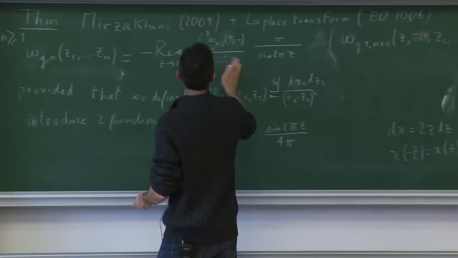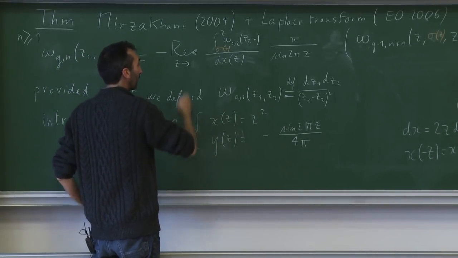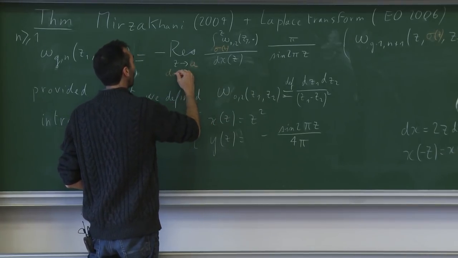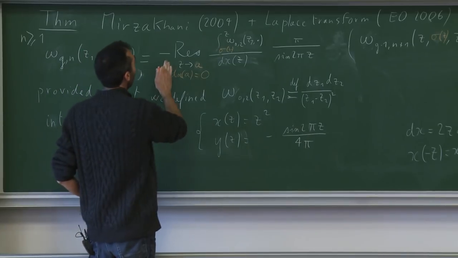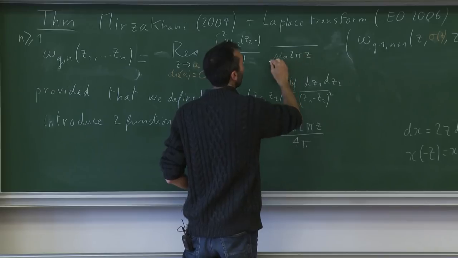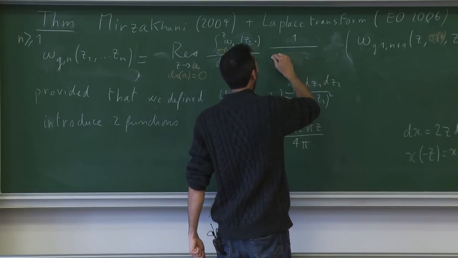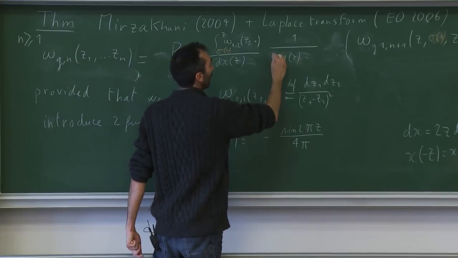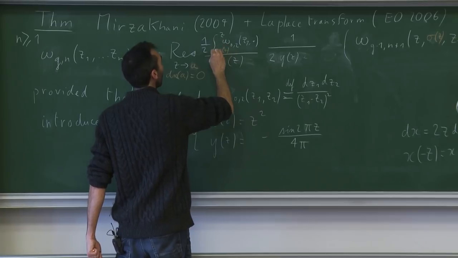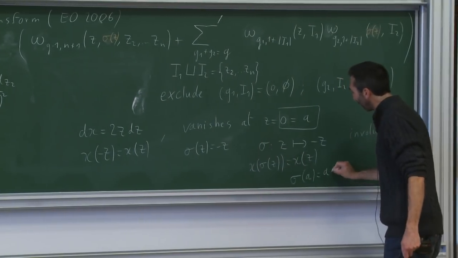So here I said that I will write that as dx of z. The residue, I take it at the point where dx vanishes, which is a, such that dx of a equals 0. Let me observe that this denominator is nothing but 1 over 4 y of z. Sigma also vanishes at a. In fact, sigma of a equals a. Sigma of a is the fixed point of sigma, which is 0 in that case.